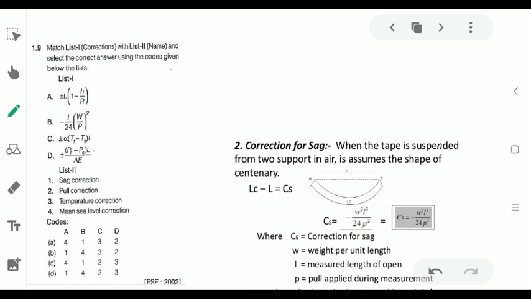Moving on, next question number 9. Here again two lists are given and we need to find out the correct pair. So there are different corrections given for the chain surveying. So first of all we will study these different types of corrections.